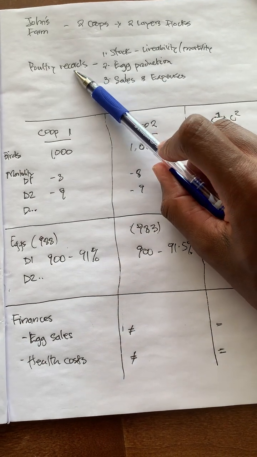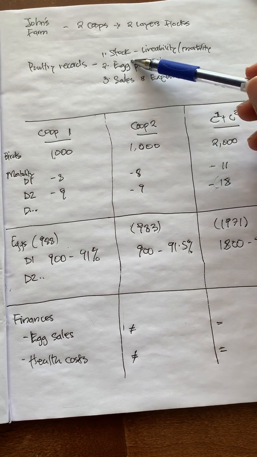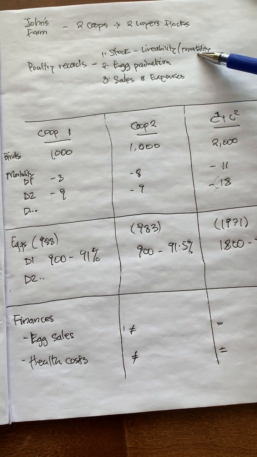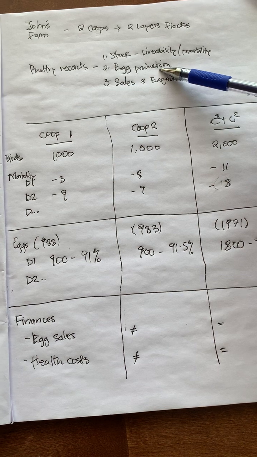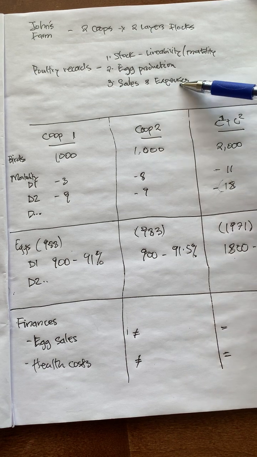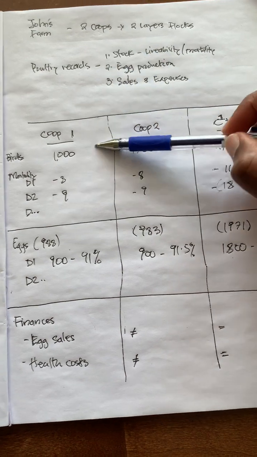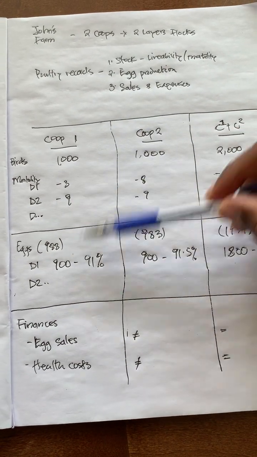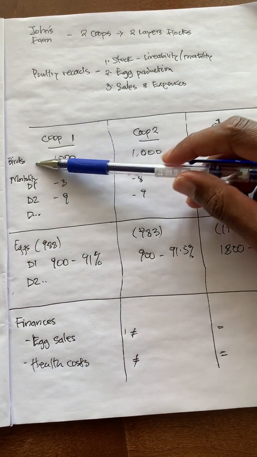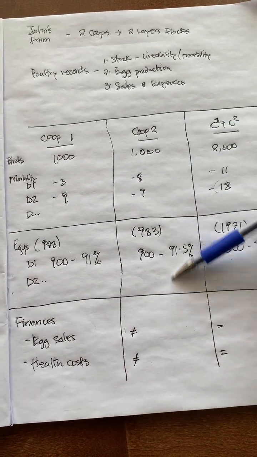And with poultry records, the three main things we need to keep record of is the stock, so the livestock. So we need to track livability or mortality rate. We need to track egg production, and we also need to keep a record of the sales and the expenses for each. So from the two coops, we can have two separate streams of data. So in coop 1 for the flock, we can have birds, mortality, egg production, and finances. And in coop 2, we can have the same.